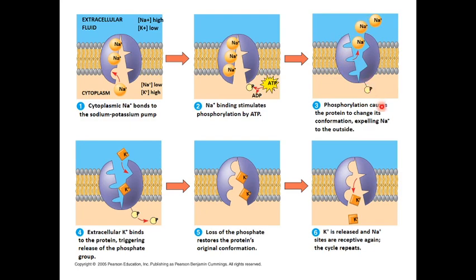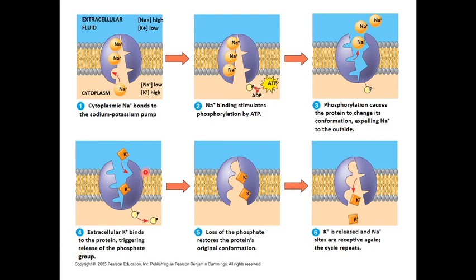Phosphorylation causes the protein to change its conformation. That means because of the phosphorylation process, the conformation of this protein has changed now. Somewhat it became like this. Earlier this portion was closed, and now this portion is closed, and these Na plus ions are sent out by expelling the Na plus ions outside.